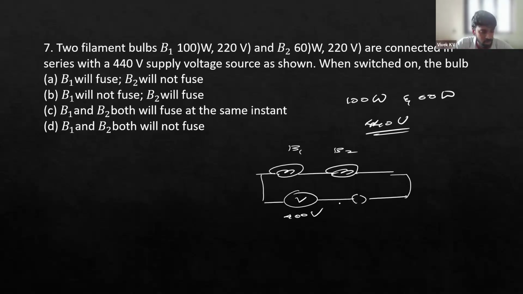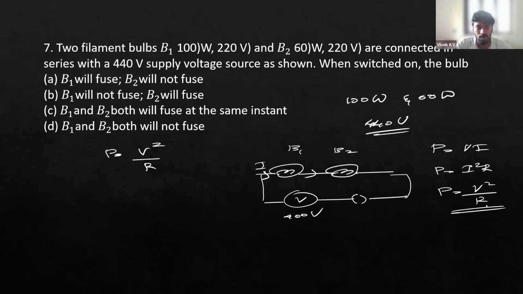When switched on, like if the key is turned on, since it is a series circuit, we know that the amount of current flowing through both the bulbs will be the same. So which will fuse or which will not fuse is what we have to find out. We know that power P has many formulas connected to voltage and current, and also to voltage and resistance. P equal to V into I, or P equal to I square R, or P equal to V square by R.